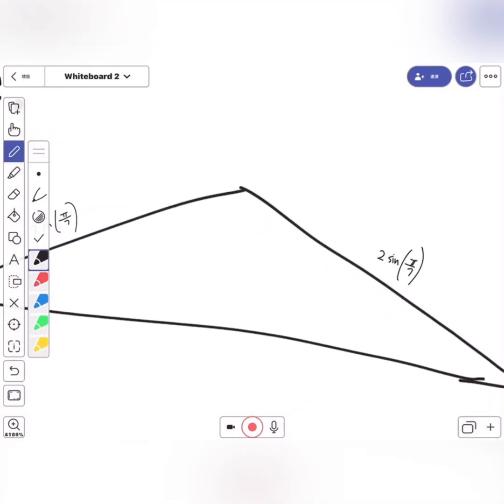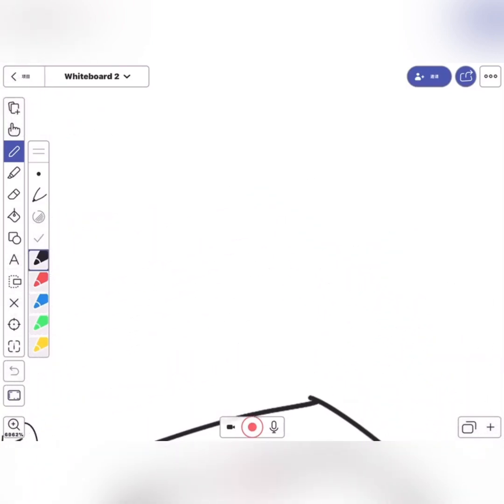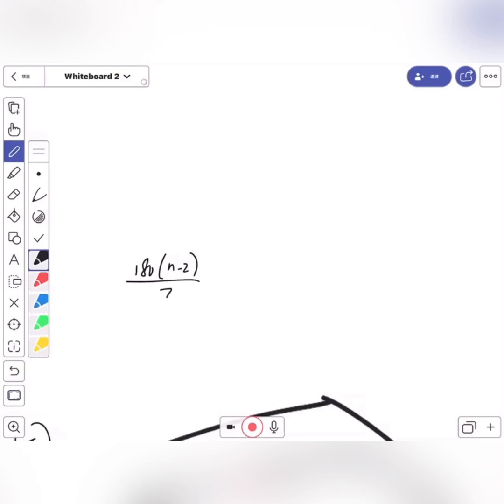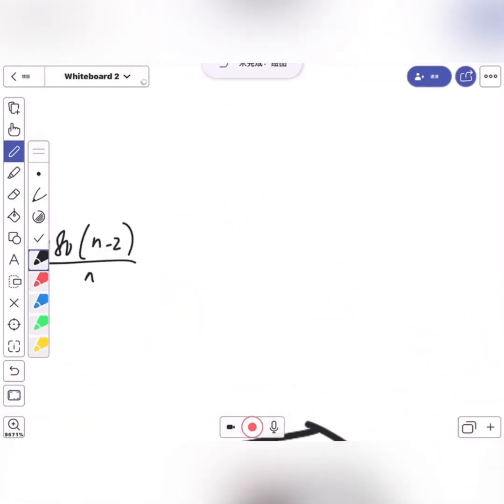Now we know that, because the sum of the interior angles is going to be 180 times n minus 2, and there are 7 angles that are congruent, we're going to divide by n. That is just equal to 900 over 7, which converted to radians is going to be 5 over 7 pi.